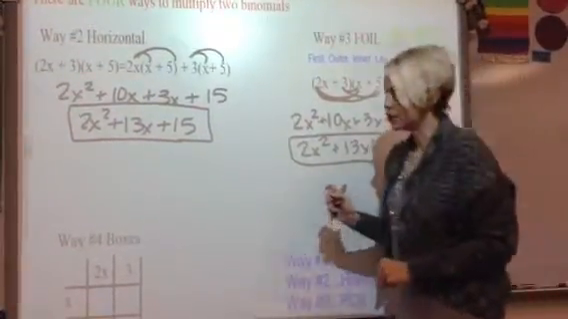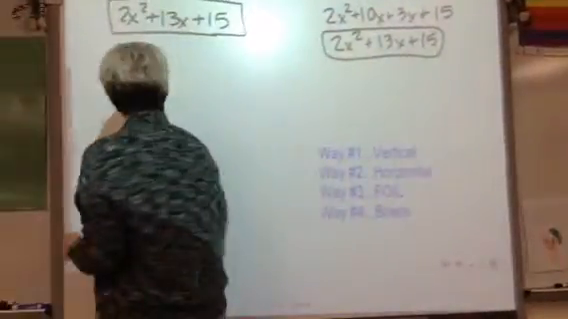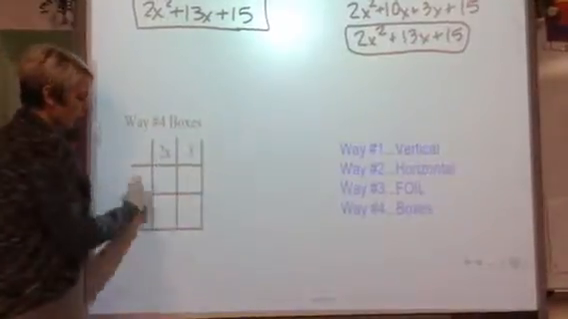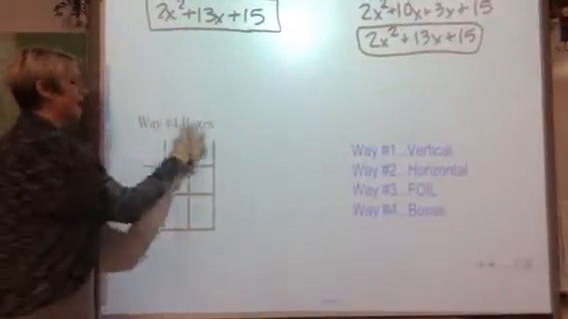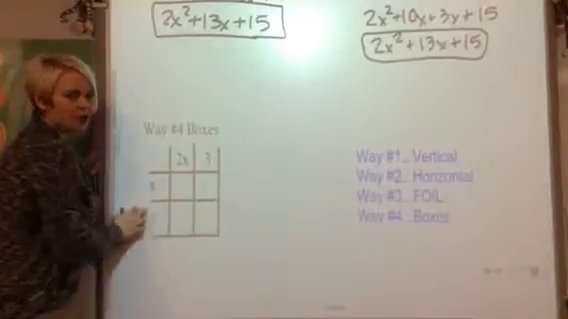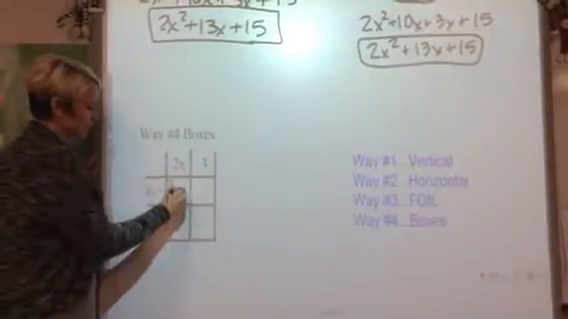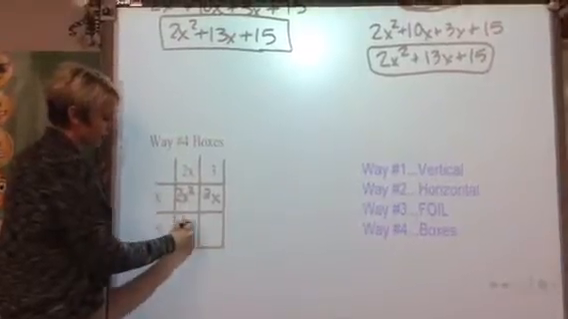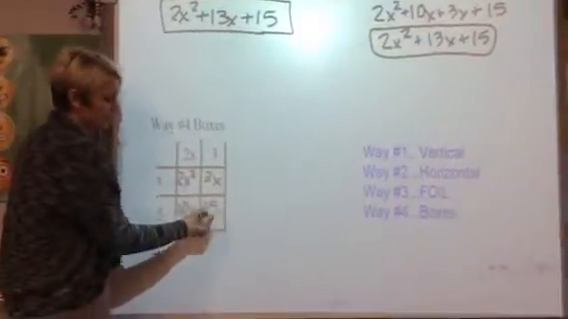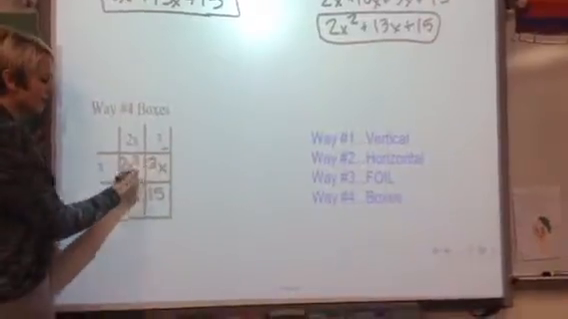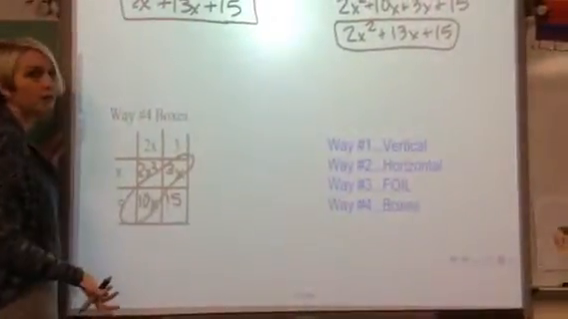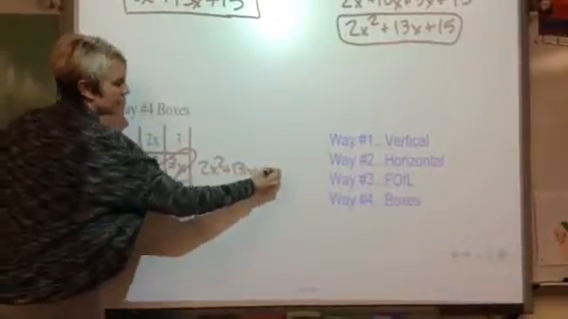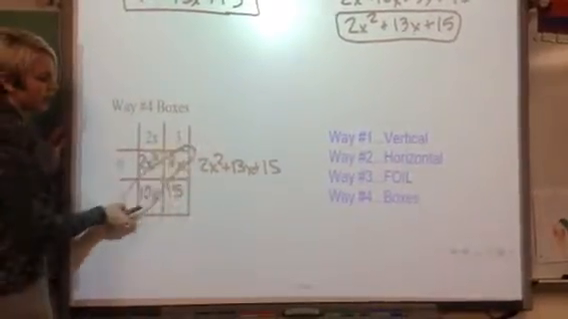The last method I'm going to teach you I call boxes. If I set up boxes, if I have a binomial, I have 2 columns. Binomial here, 2 columns. And this is kind of like those Punnett squares in biology. So you do 2x times x, which is 2x squared. 3 times x, which is 3x. 5 times 2x, which is 10x. And 5 times 3, which is 15. The cool thing about boxes is your diagonals are always going to combine. So I would have 2x squared plus 13x plus 15 because I combine those diagonals.